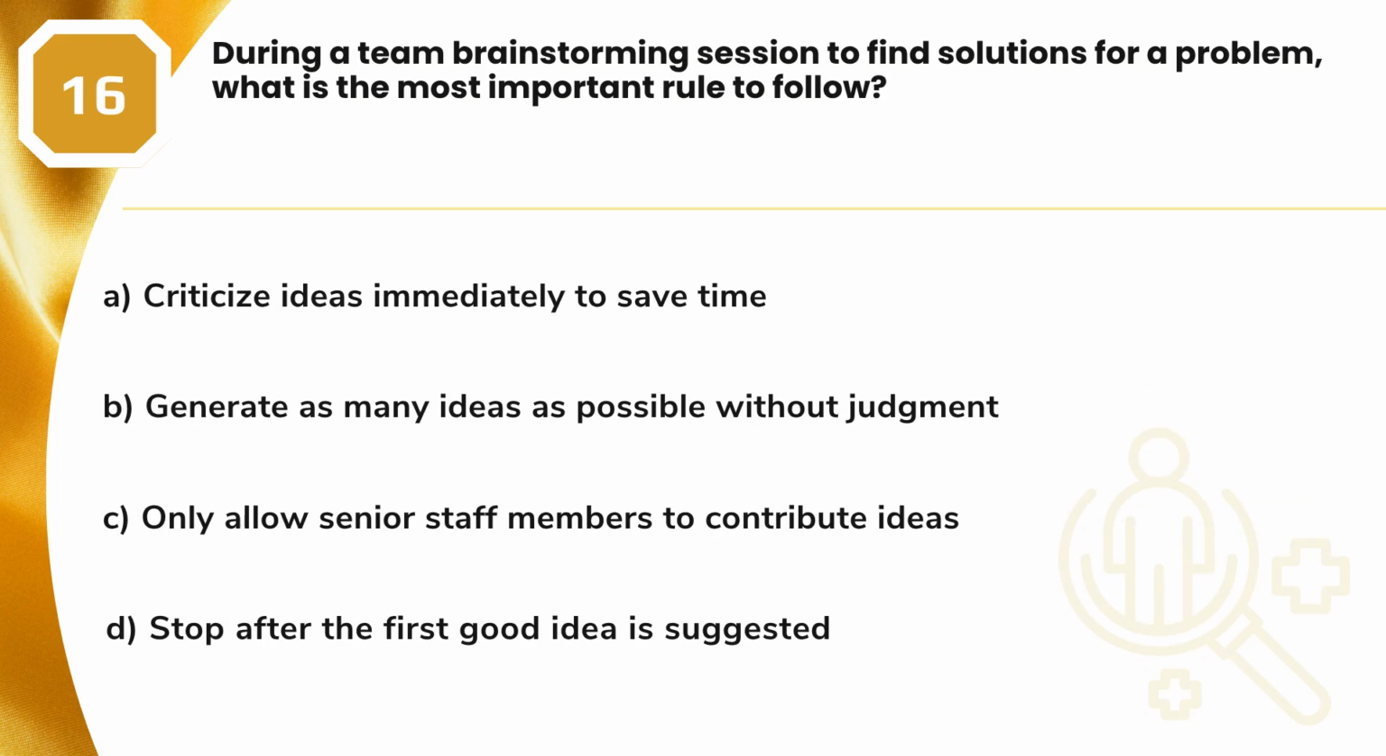Question 16. During a team brainstorming session to find solutions for a problem, what is the most important rule to follow? A. Criticize ideas immediately to save time. B. Generate as many ideas as possible without judgment. C. Only allow senior staff members to contribute ideas. D. Stop after the first good idea is suggested.